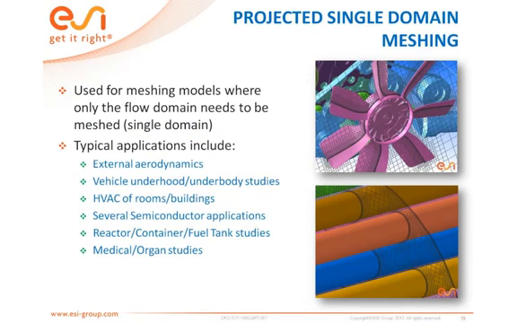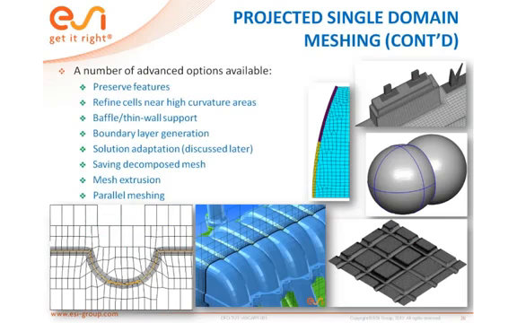The projected single-domain mesh, which is a body-fitted mesh, has wide-ranging applications, typically where only the fluid domain needs to be meshed. Listed here are only a few of the many application areas where single-domain meshes are employed. The projected single-domain mesher provides a number of advanced meshing features. Some of these features will be covered in this and other CFD-VisCART tutorials.